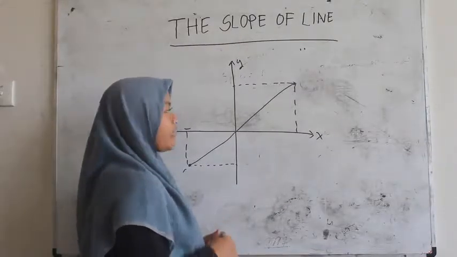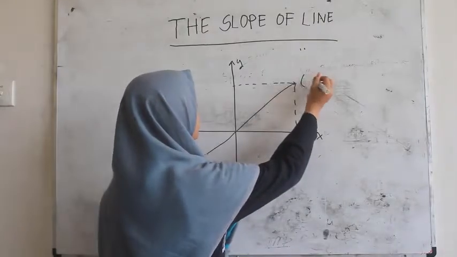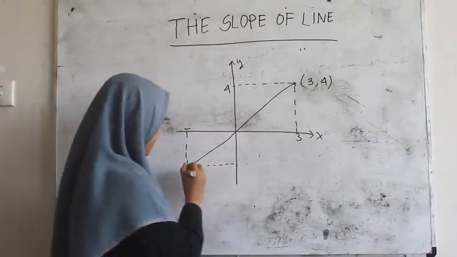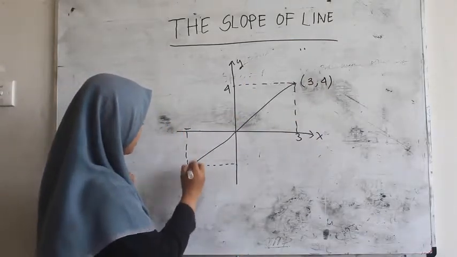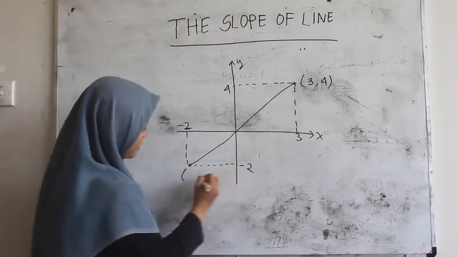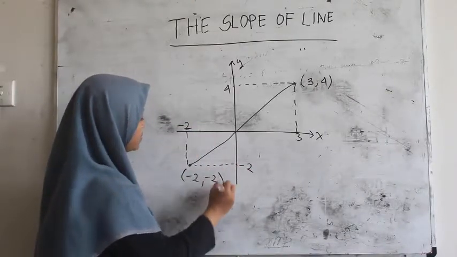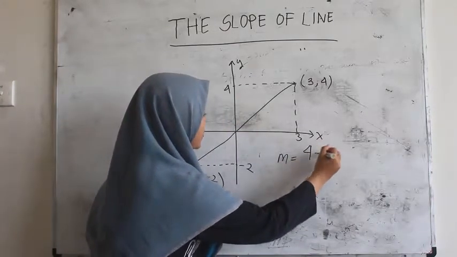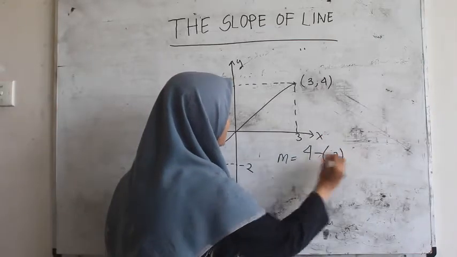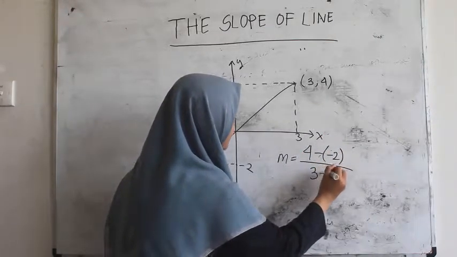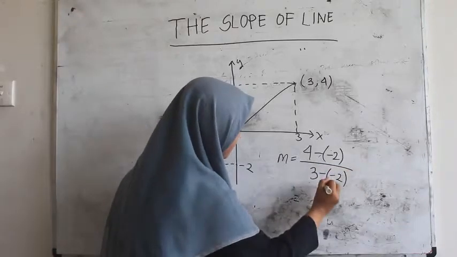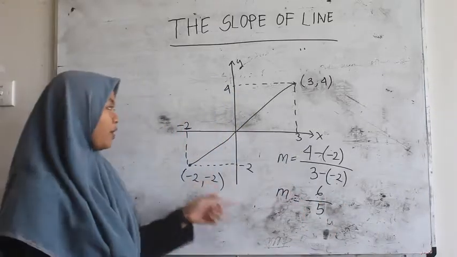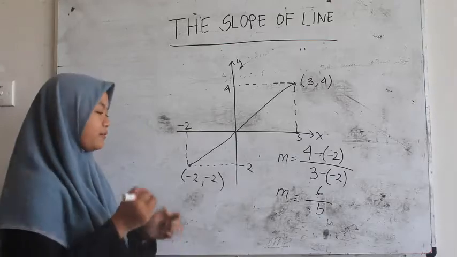Okay, if I have the points (3, 4) and (-2, -2), the slope of this line is 4 minus (-2) divided by 3 minus (-2), which is 6 divided by 5. So the slope of this line is 6 divided by 5.